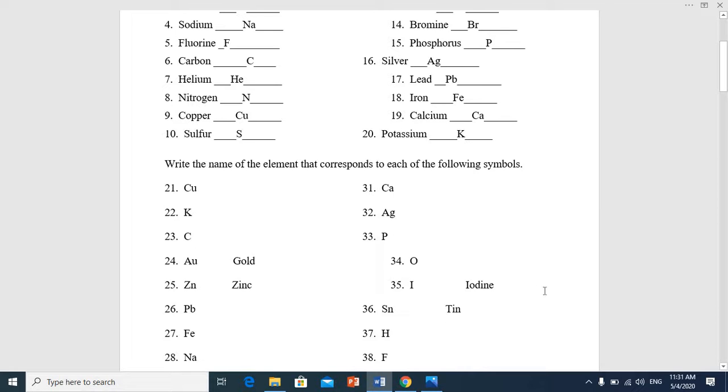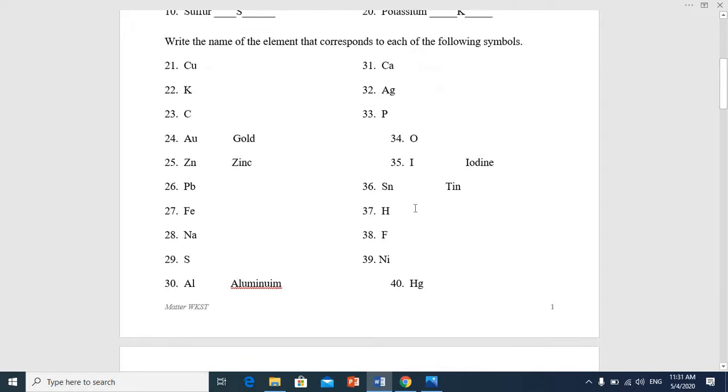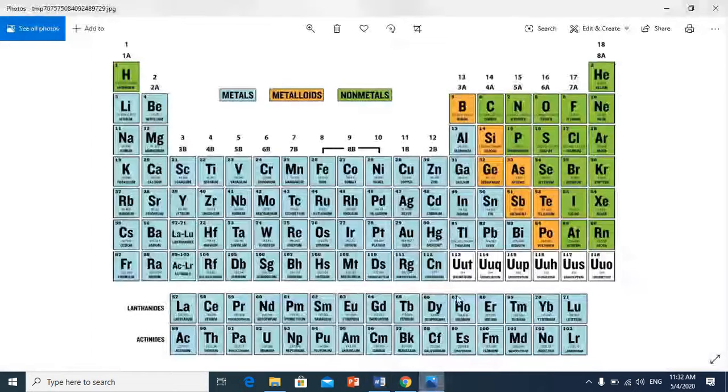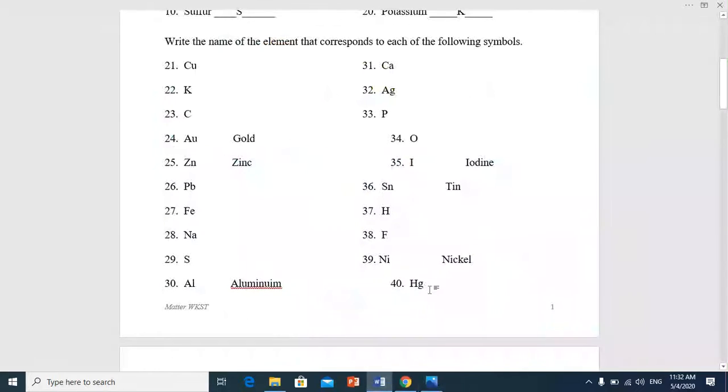H will be hydrogen, we took it before. And F is fluorine, also we wrote it in the first one. And Ni will be nickel. Okay, and Hg will be, yes, mercury. Let's look for it in here. Where is Hg? Could you see it? Yes, it's mercury. Excellent, super. So as we said before, if you want to find something, you can find it in the periodic table.